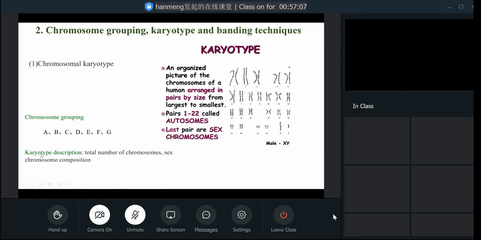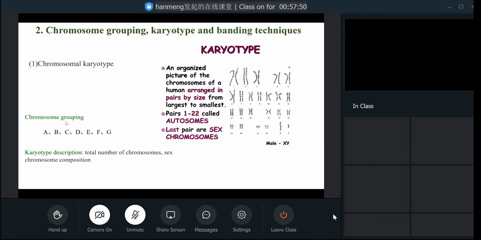And the karyotype description is the total number of chromosomes, then a dot, then the sex chromosome composition. So the karyotype is an organized picture of the chromosomes of a human, arranged in pairs by size from largest to smallest. In human beings, pairs 1 to 22 are called the autosomes, and the last pair are the sex chromosomes.